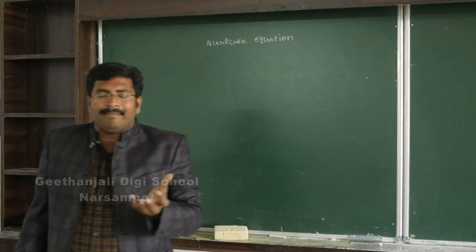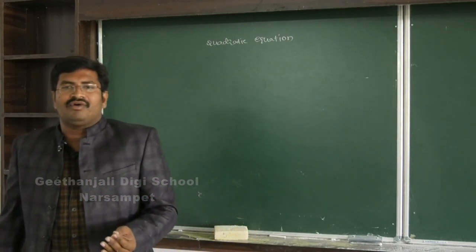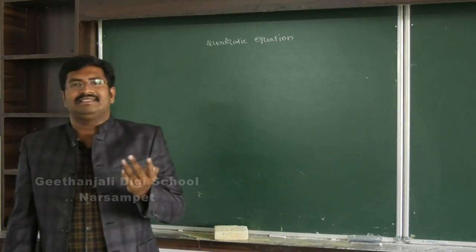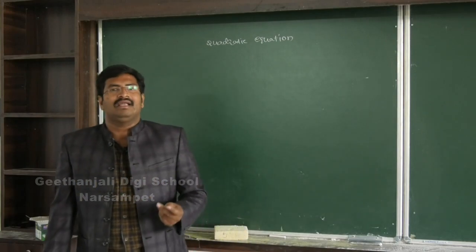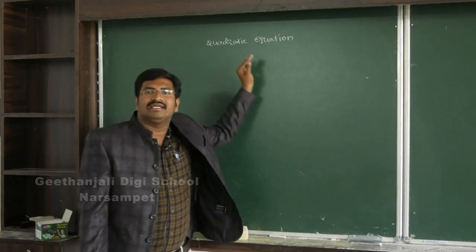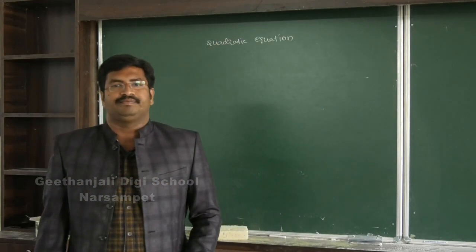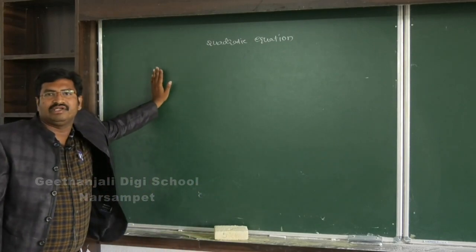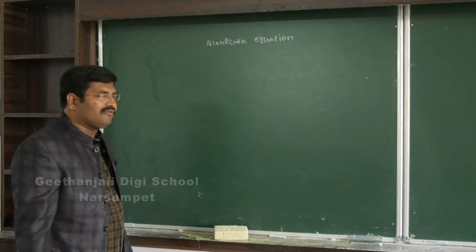To know the basic knowledge of the quadratic equation, we discussed what a variable is, what a constant is, what a term is, what an expression is, and what an equation is. An equation whose degree is 2 is called a quadratic equation. Now you will see the general form of the quadratic equation.